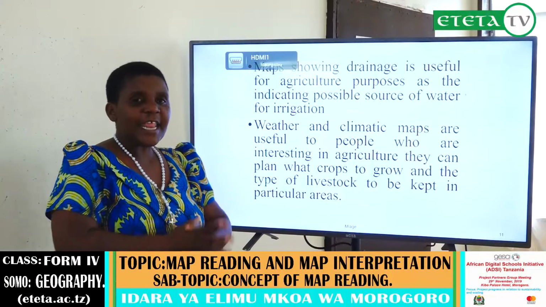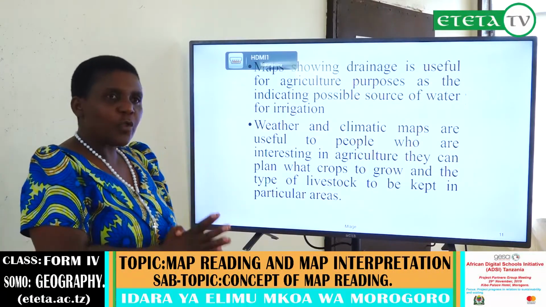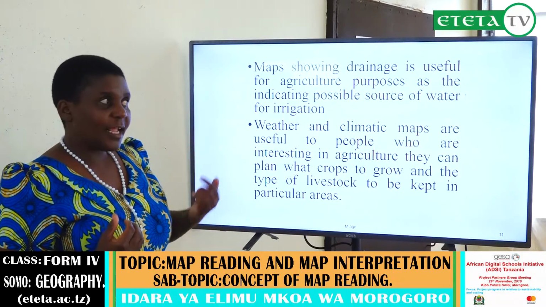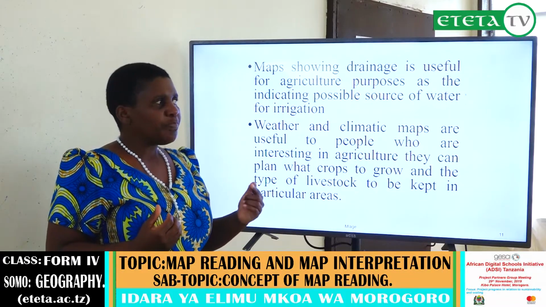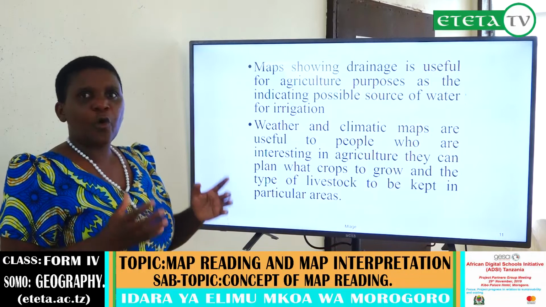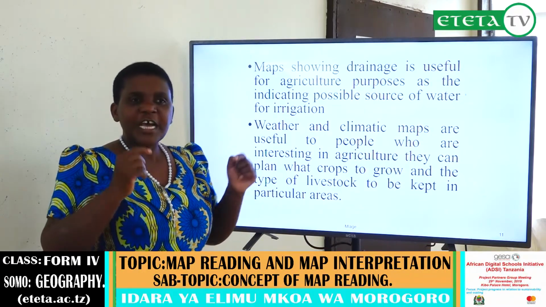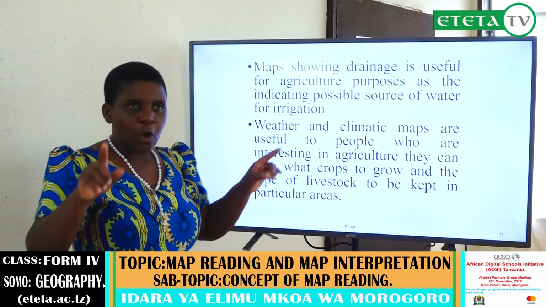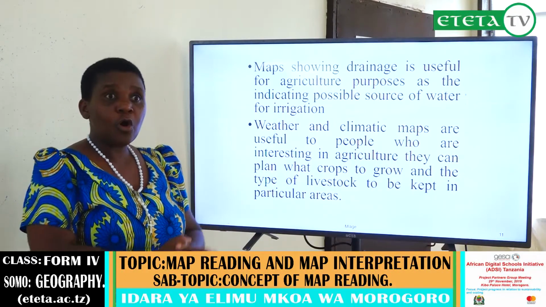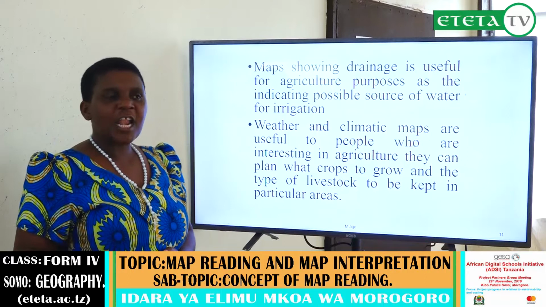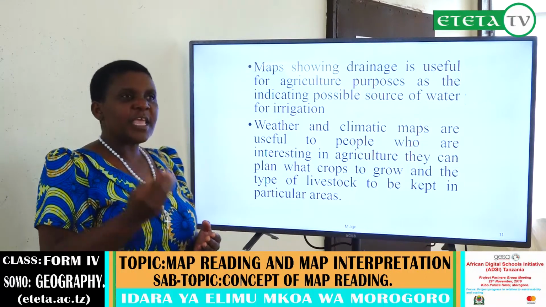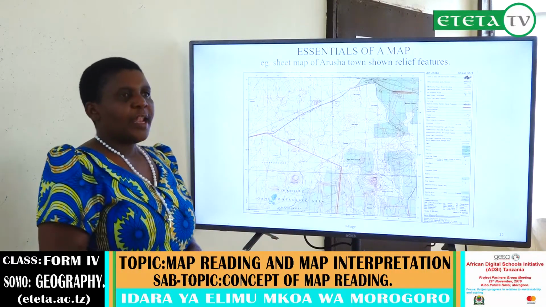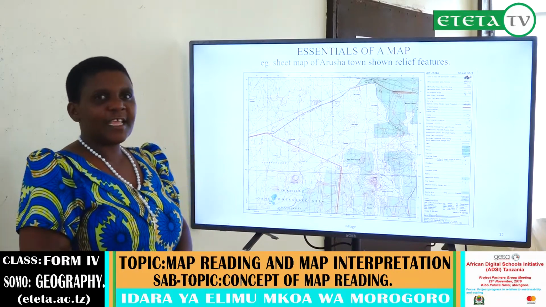For example, in areas with very heavy rainfall, livestock keeping is somehow difficult because those animals, let us say cattle, cannot resist places where there is very heavy rainfall. Instead of free grazing, these farmers will decide to conduct zero grazing instead of letting their animals move here and there, where they will be impacted by the climatic conditions. Now those are the importance of studying the map.